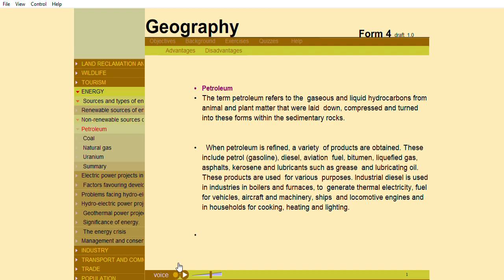These include petrol or gasoline, diesel, aviation fuel, bitumen, liquefied gas, asphalts, kerosene, and lubricants such as grease and lubricating oil. These products are used in various ways for various purposes. Industrial diesel is used in industries, in boilers and furnaces.